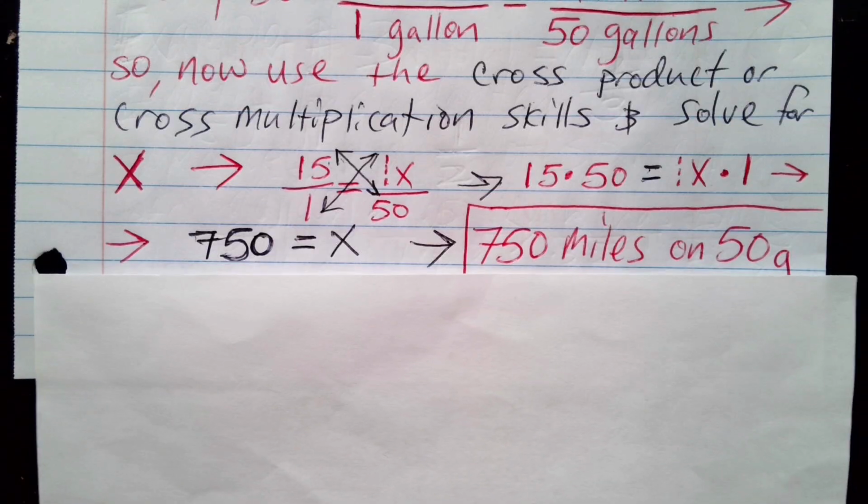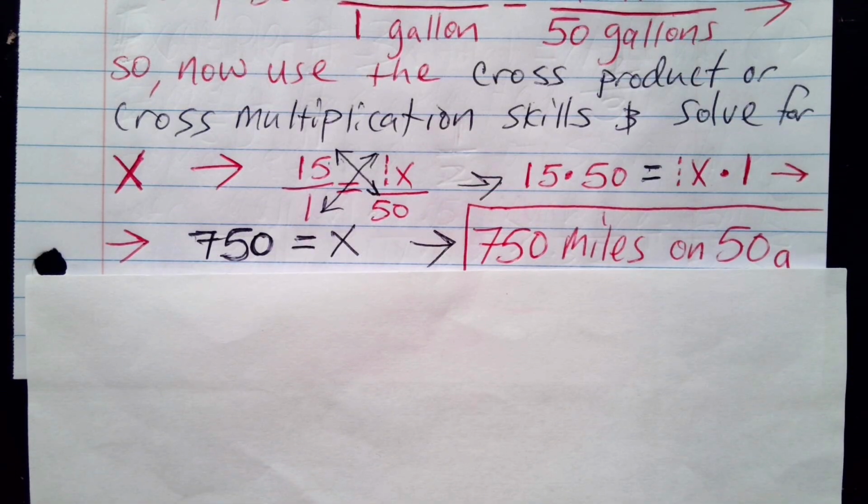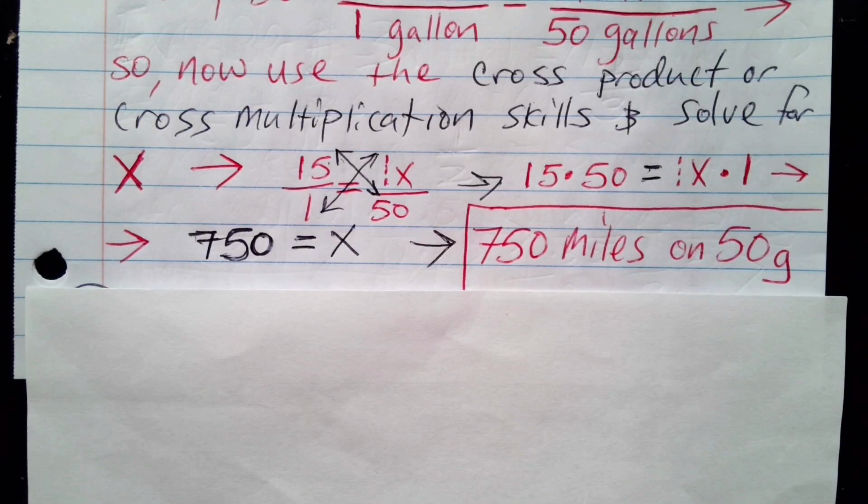Let me show you here below. So 15 times 50 is 750. 1 times 1x is 1x. So here, 750 miles on 50 gallons of gas.